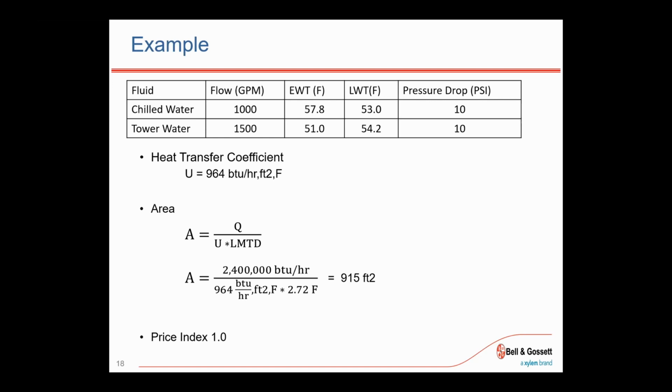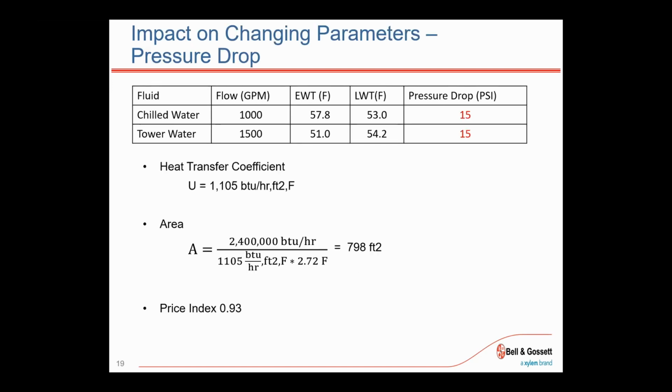So if we were able to increase the acceptable pressure drop by 5 psi, and our heat transfer coefficient is now 1105, then plugging into the equation provides us with an area reduction.